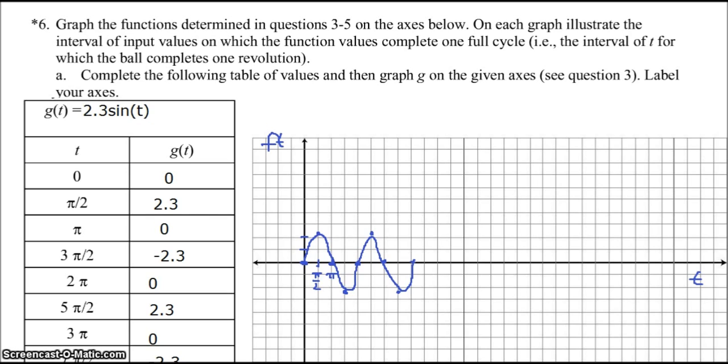Illustrate the interval of input values on which the function values complete one full cycle. So I usually look at one of these points on the axes and note that it takes, is it from here to here that's one cycle? No. One full cycle is we go all the way up and all the way down and all the way back to where we started. This distance is one full cycle. And so that's at 2 pi. So 2 pi is our period. Notice we could have found that any place. We could have looked at from this point to this point. This change in time would also be 2 pi.